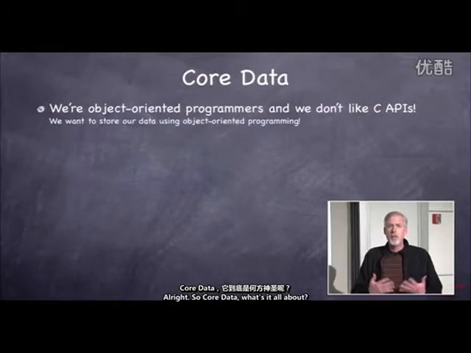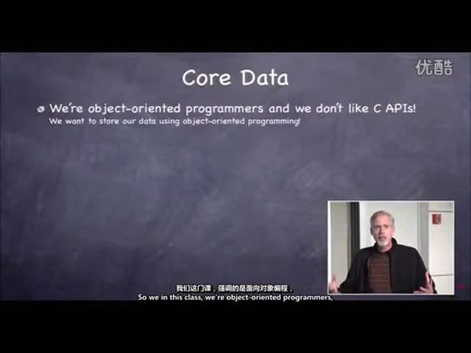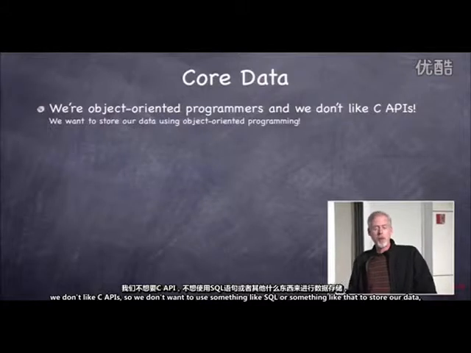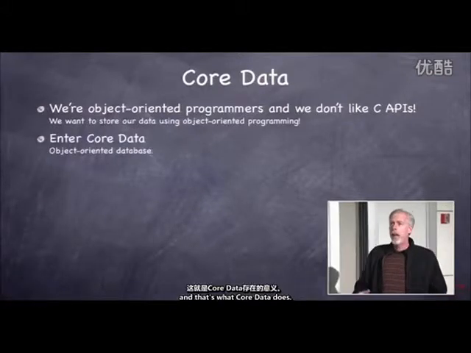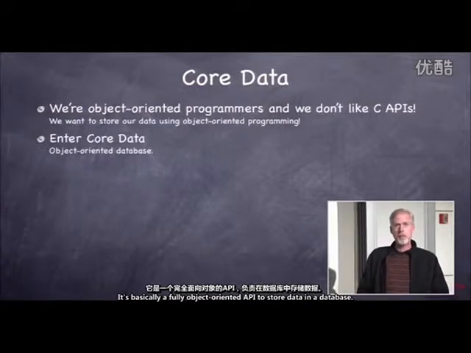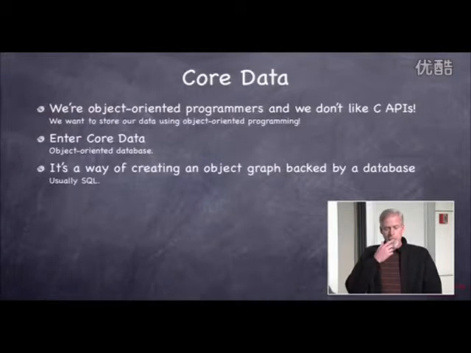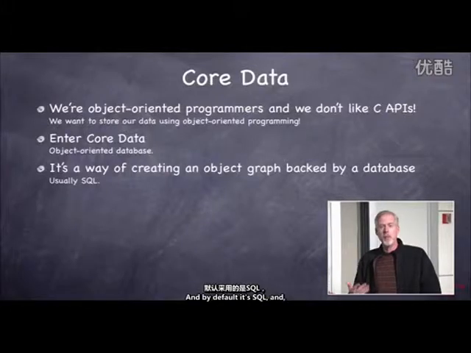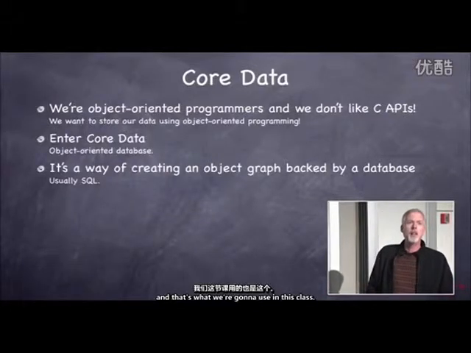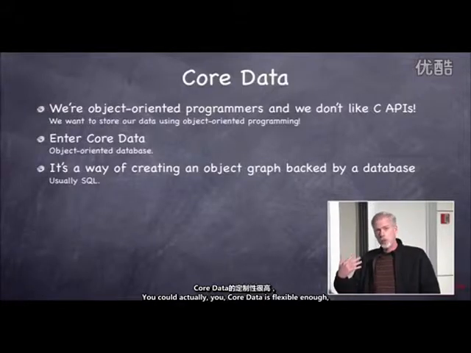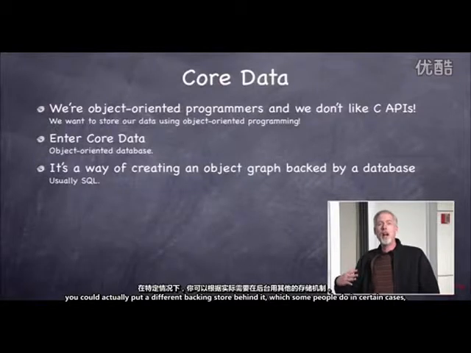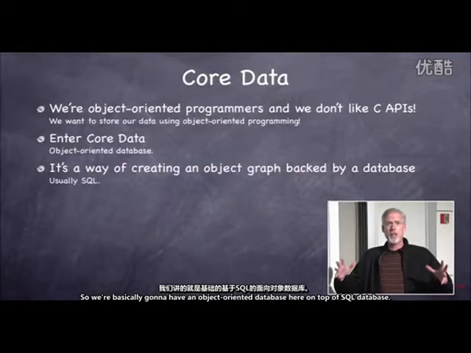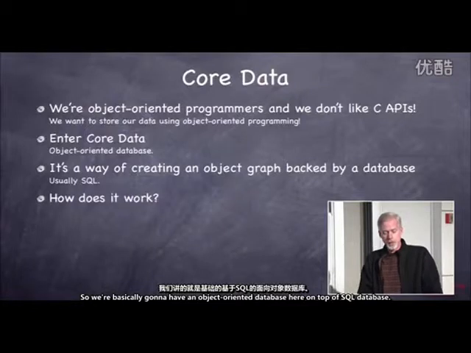All right, so Core Data, what's it all about? In this class, we're object-oriented programmers. We don't like C APIs, so we don't want to use something like SQL to store our data. We want to use an object-oriented API, and that's what Core Data does. It's basically a fully object-oriented API to store data in a database. The backing of Core Data, however, is usually something like SQL. By default it's SQL, and that's what we're going to use in this class. Core Data is flexible enough that you could put a different backing store behind it, which some people do in certain cases, but that's advanced usage. So we're basically going to have an object-oriented database on top of a SQL database.